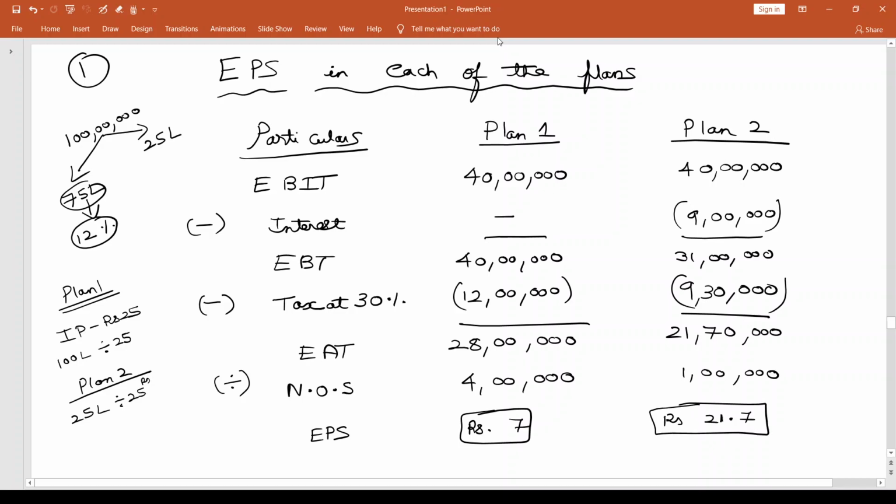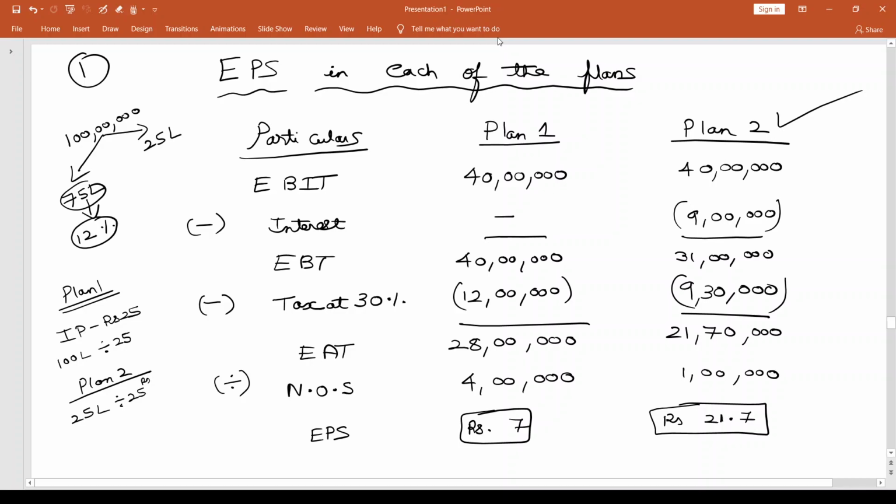So we started with EBIT, we subtracted interest, and we have EBT, we subtracted tax, we have EAT, we divided that by the number of shares, we got the EPS. So this answers the first requirement of the question. They just asked us to calculate EPS, but based on that we can obviously decide that the second plan seems to be the best, at least at this level of operating profit.